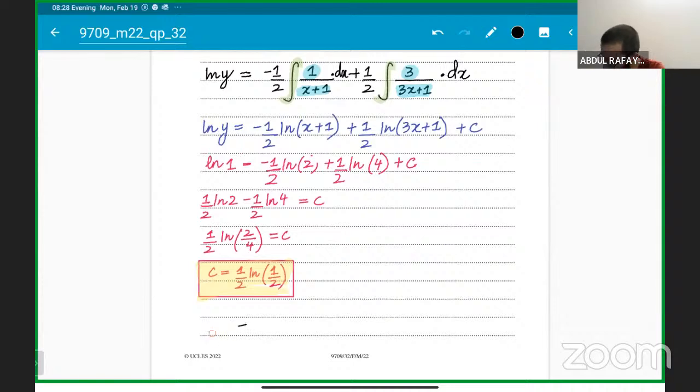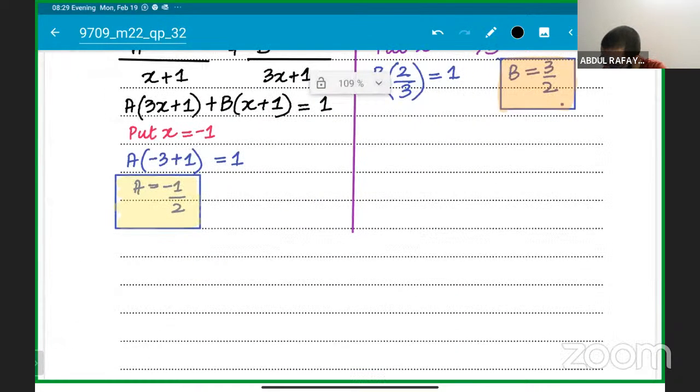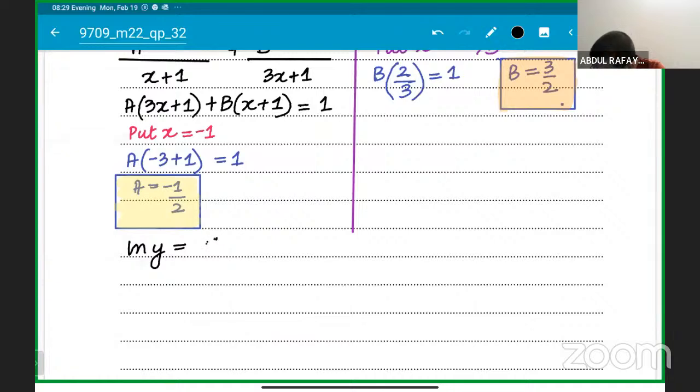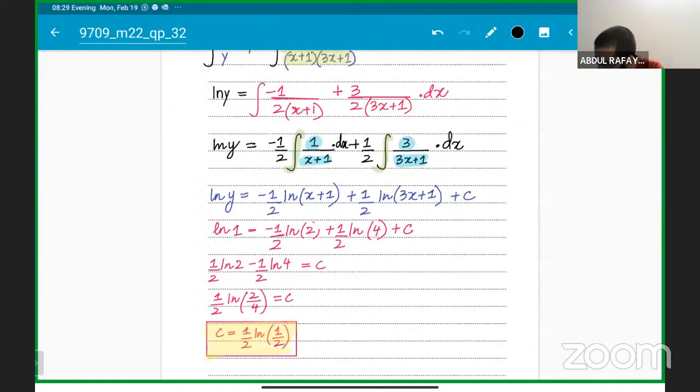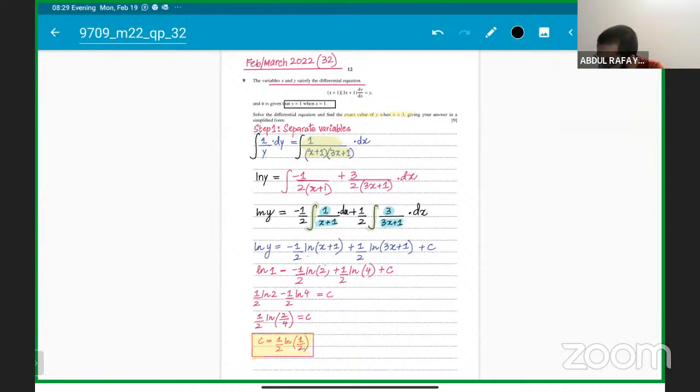ln y, or let's do it on the next page. We have to find the value of y when x is 3. Everyone with me following? When x is 3, you have to find the value of y. So from here, ln y is equal to negative half ln, negative half ln of 3 plus 1, which becomes 4.